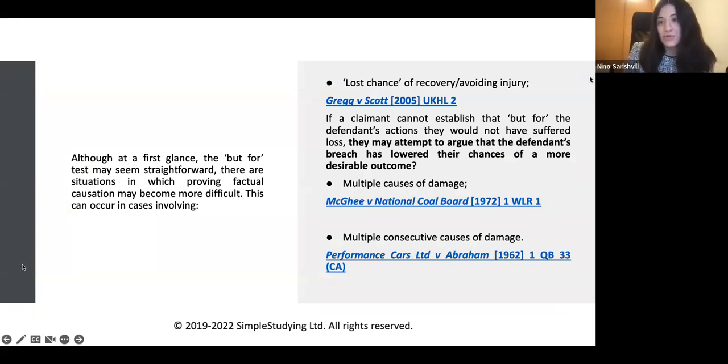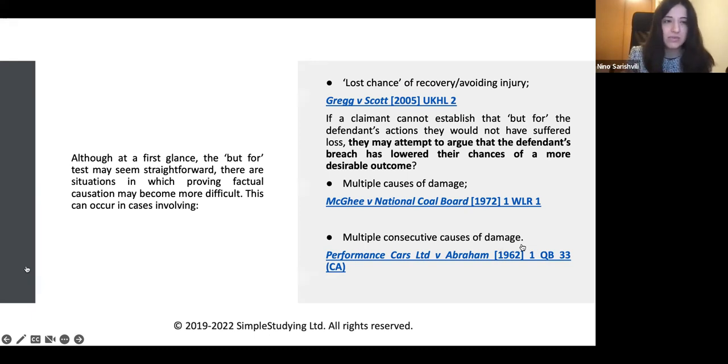It looks like it's a straightforward test, but it's not always like that. We have some complicated cases where it's not that easy to apply this test. So we have to have a look at these three possible scenarios: lost chance of recovery, avoiding injury, multiple causes of damage, multiple consecutive causes of damage. These are the three scenarios that often come up, and it can be quite problematic to establish causation in these kinds of scenarios. Lost chance of recovery, avoiding injury.